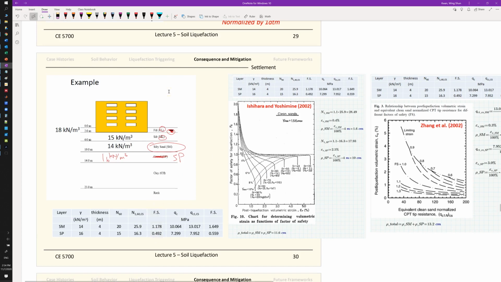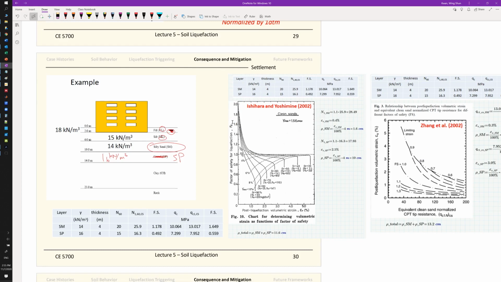So again, that's three parts: susceptibility, triggering analysis, which gives you the factor of safety, and then, after you get a factor of safety, if it's really high, just like the one that you have, look at the Ishihara and Shang method. If you have a factor of safety above 2, then pretty much there's no consequence per that method. So you don't need to worry about estimating consequence.